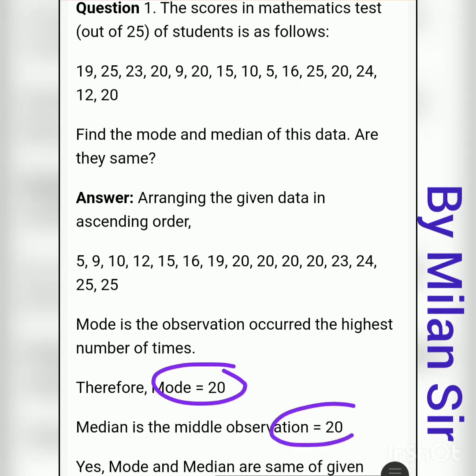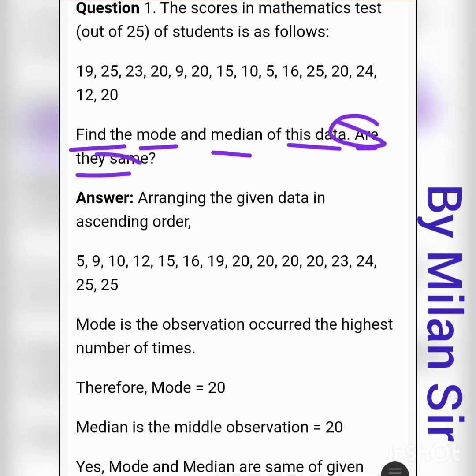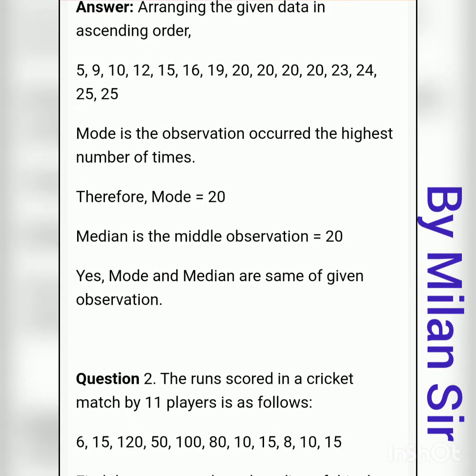Okay, so mode is equal to 20 and median is equal to 20. So our last question: find the mode and median of this data. Are they same? Yes, they are same because both have the same answer, 20.